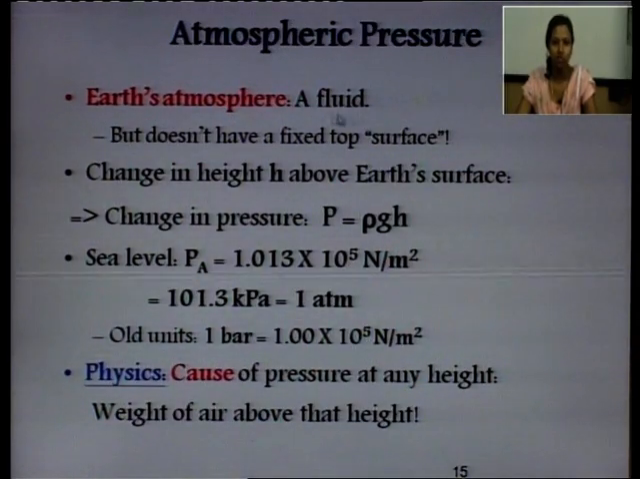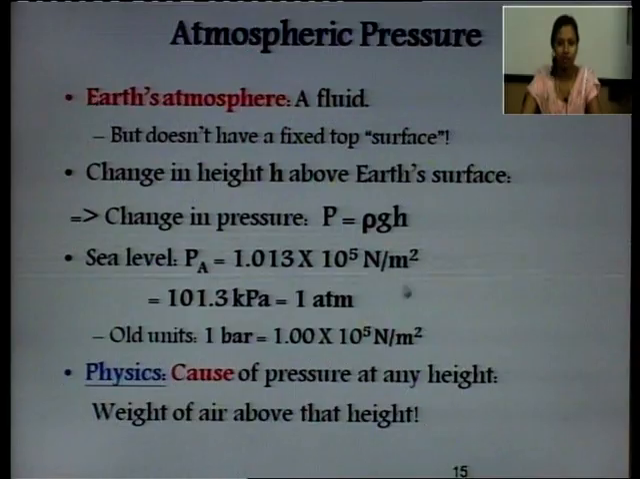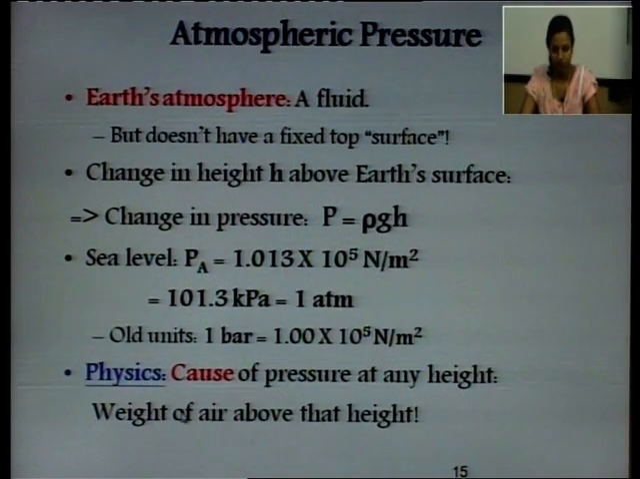So atmospheric pressure, with the change in height, the pressure is changing because of height. So P is equal to rho GH. At the sea level, the pressure is 1 atmospheric and it is equal to 101.3 kilopascal, or we can say 1.013 into 10 raised to power 5 Newton per square meter. In the all units, 1 bar is equal to 1 into 10 raised to power 5 Newton per square meter. So with the change in height, the pressure is changing because of the weight.